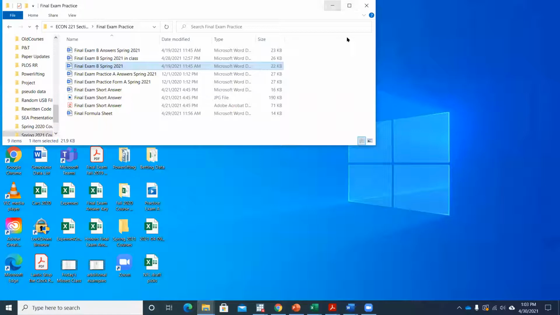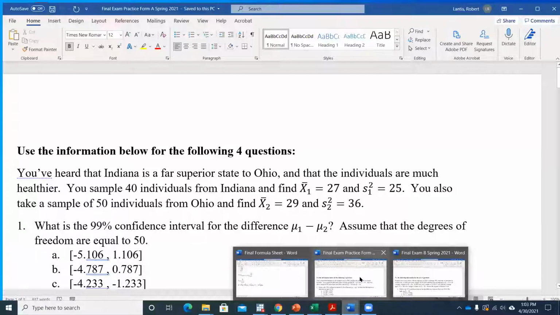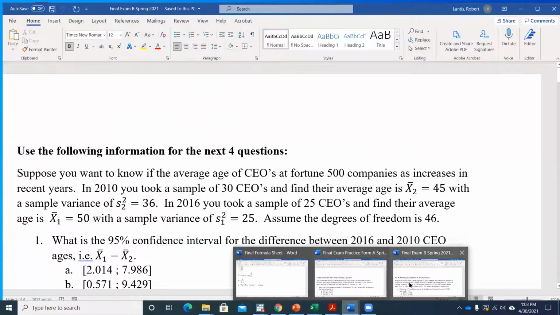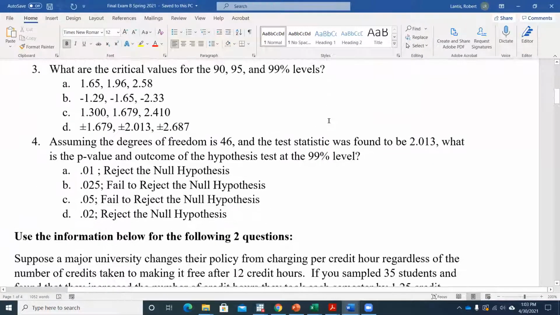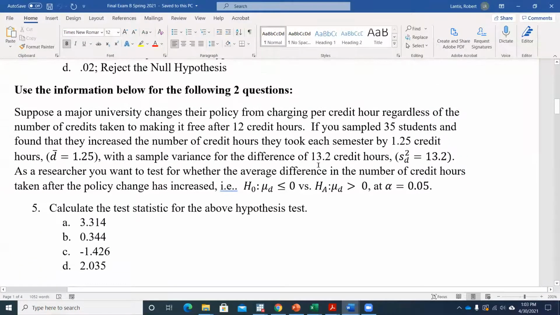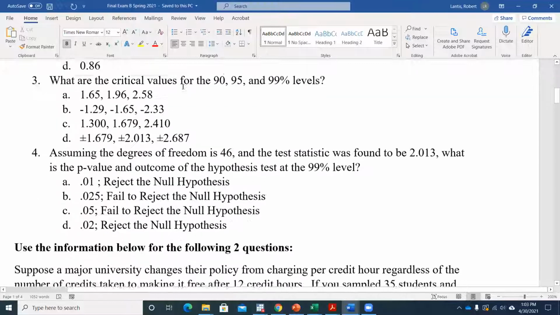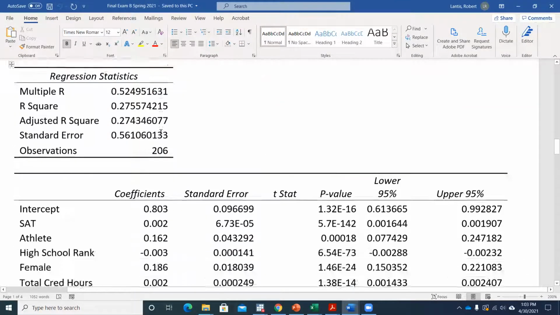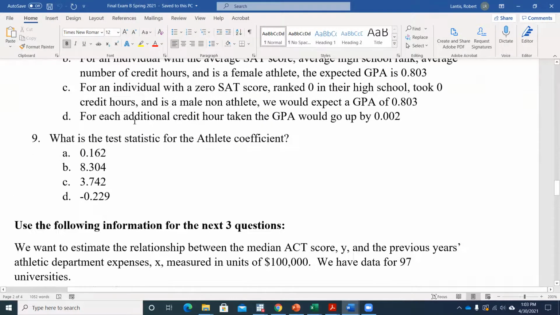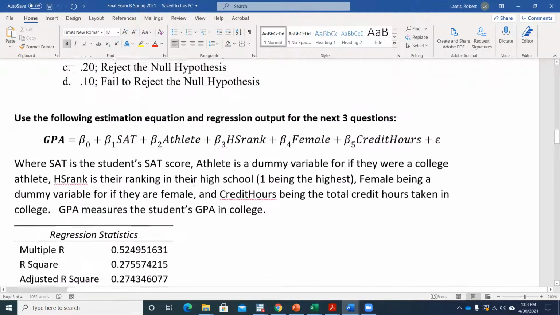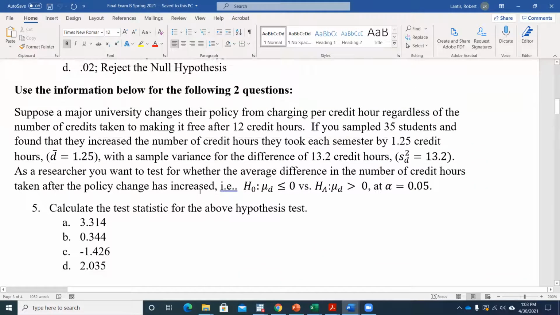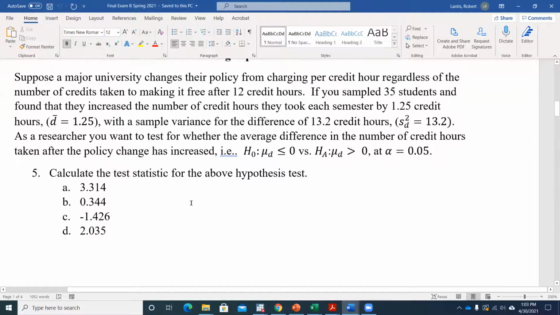So which one were we doing? We were working off practice exam B. I believe we worked through 1 through 4, and then we skipped down and did a bunch of linear regression stuff with 7, 8, and 9. So I will come back here and start working through problem 5.